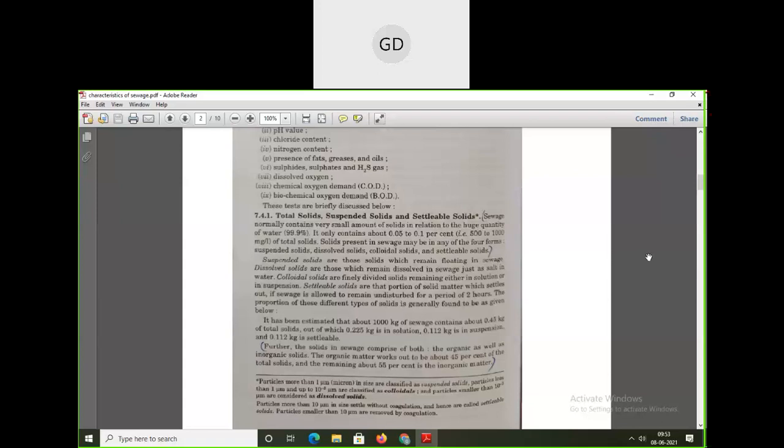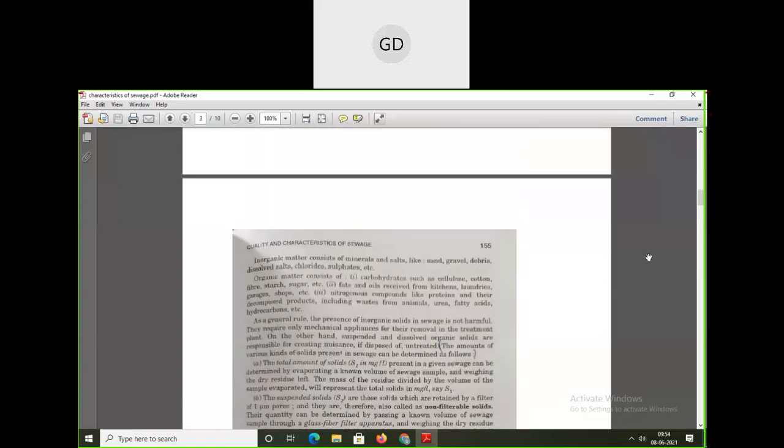Let us now see what suspended, dissolved, colloidal, and settleable solids are. From the name itself, I think you can identify what suspended solids are. These solids remain floating in the sewage, so they will not settle down, they will just keep on floating. Such solids are known as suspended solids.